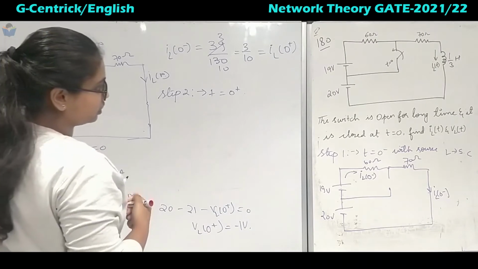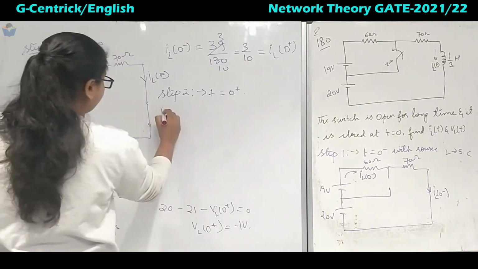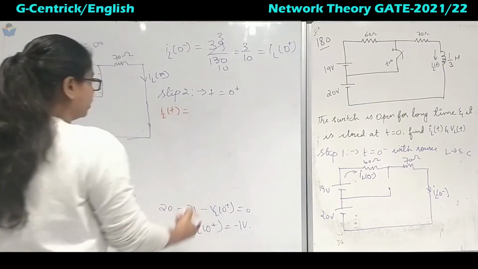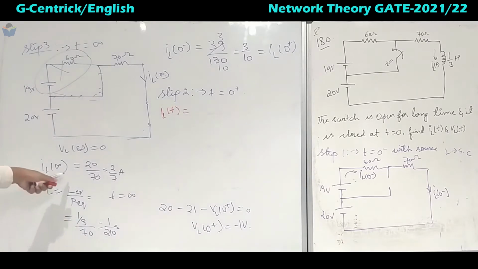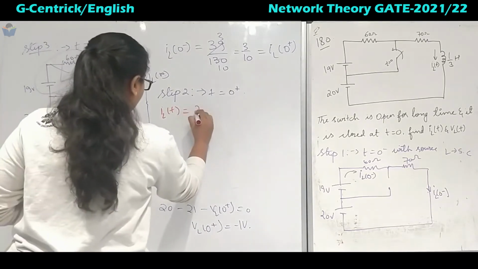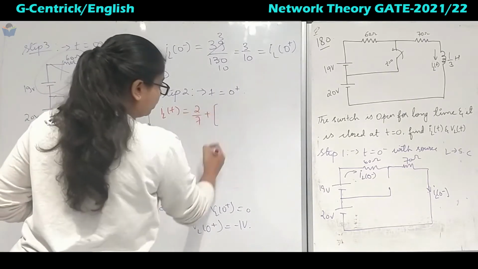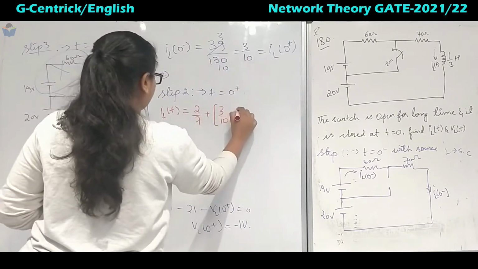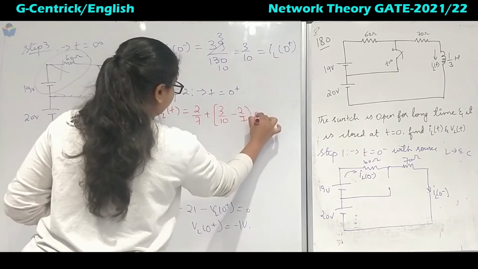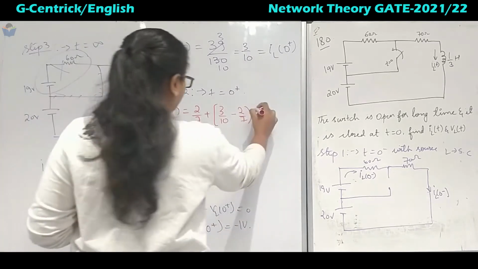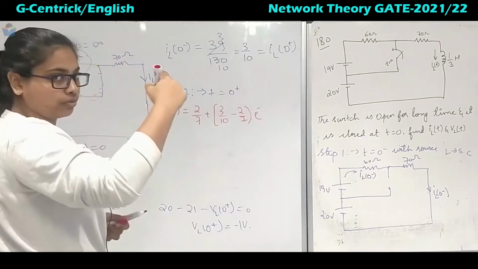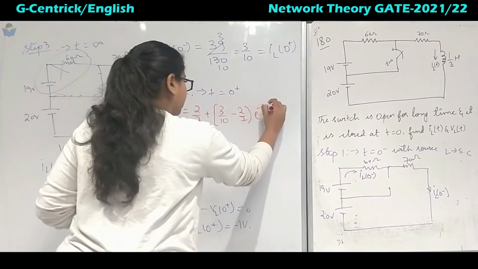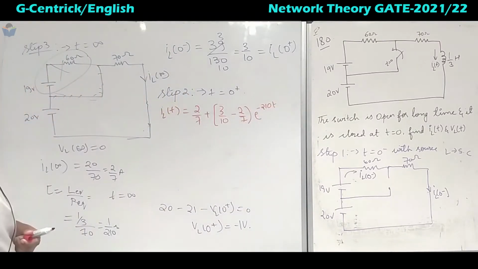So the generalized equation is nothing but, for IL of t, the final value, that is 2 by 7, then the initial value we have to find, which is 3 by 10, then minus final value, e to the power of minus t over the time constant, 1 by 2 over 10. So if it goes up, it will be 210 into t.